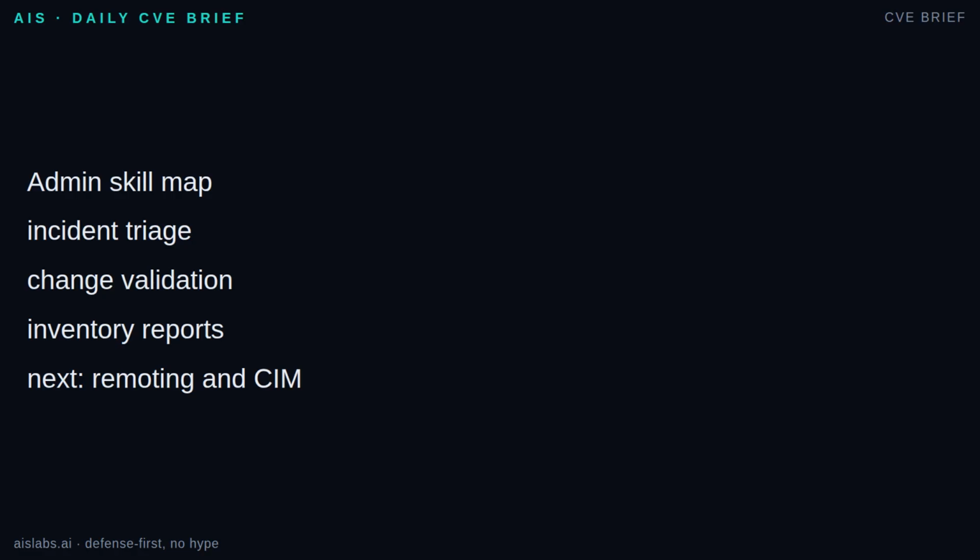Incident triage asks, is the port open? Which process owns it? What address did the client resolve? And which DNS server is configured? Change validation asks the same questions before and after maintenance. Inventory work asks for a clean table: host, adapter, IP address, gateway, DNS servers, listening ports. Once you are comfortable locally, the next step is running the same checks through PowerShell remoting or common information model sessions, then exporting results for an audit trail. That is the path from console comfort to controlled automation.